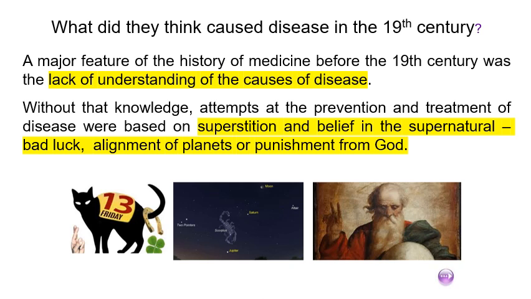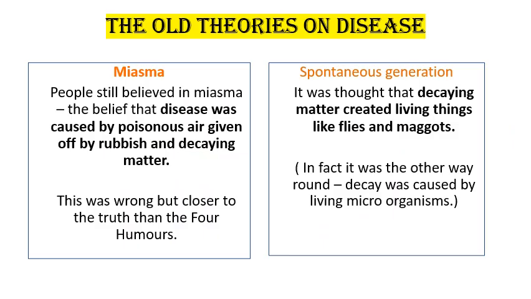But here we are in the middle of the 19th century, people still thinking the same thing. They believed in miasma, that it was smells in the air that caused it. Or they believed in something called spontaneous generation, that somehow decaying matter just made flies and maggots and that kind of stuff. It's the other way around, actually. It's flies and maggots growing in decaying matter that then spread disease around. So they had an inkling, they had some idea, but it was not quite right. It was off target.